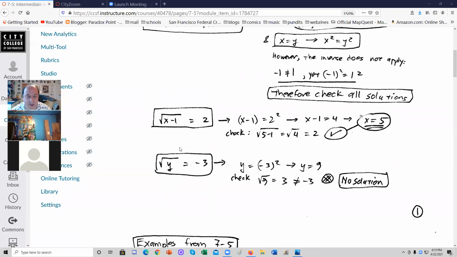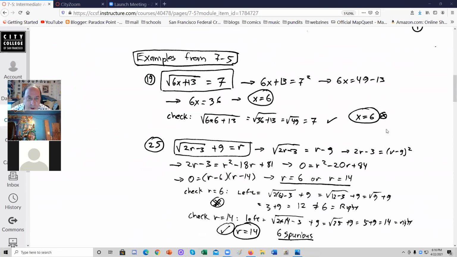Root y equals -3. Uh-oh. Well, right away you can tell that it can't be solved because square roots are always at least 0, but here it's supposedly being -3, which is not allowed. If you square both sides, you get y equals 9, but square root of 9 is +3, not -3. So no solution for this one.